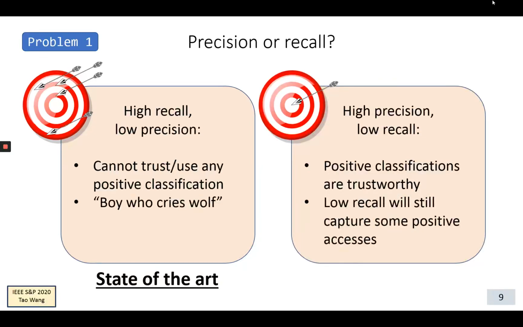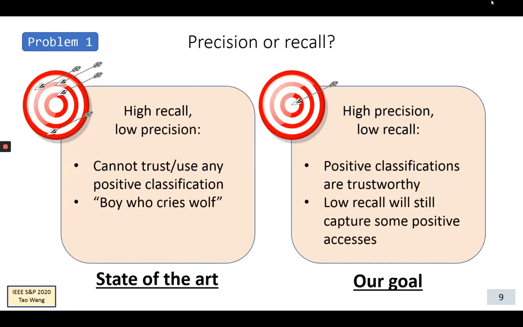For high precision, low recall, we have a better situation. Even though there's low recall, the positive classifications are still trustworthy, and the low recall will still capture some of the positive accesses. Because no previous work has achieved this, we're going to make this our goal.